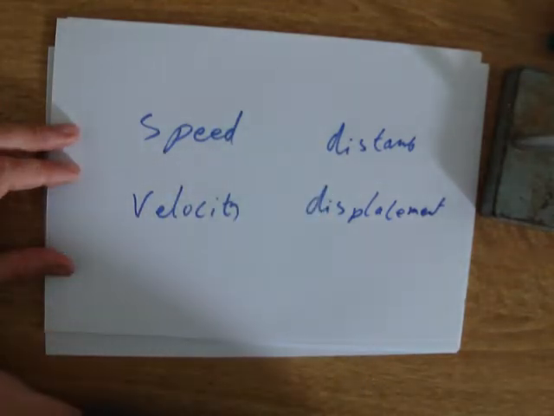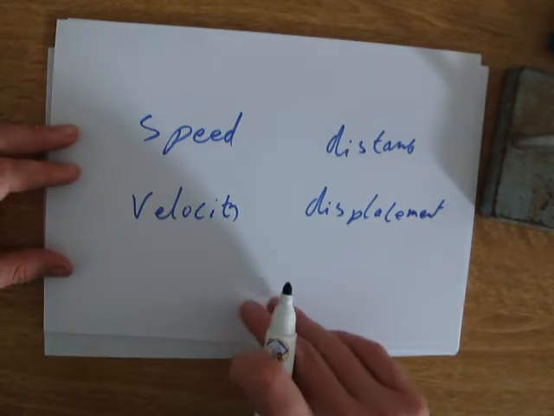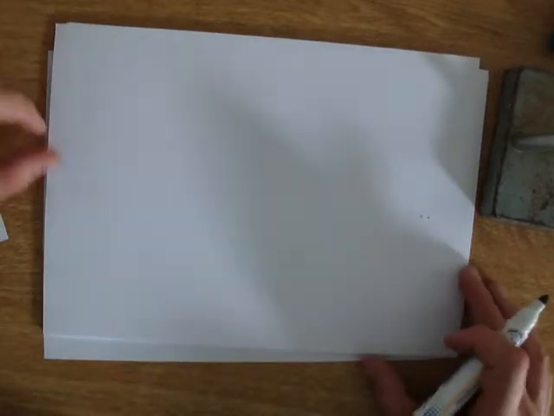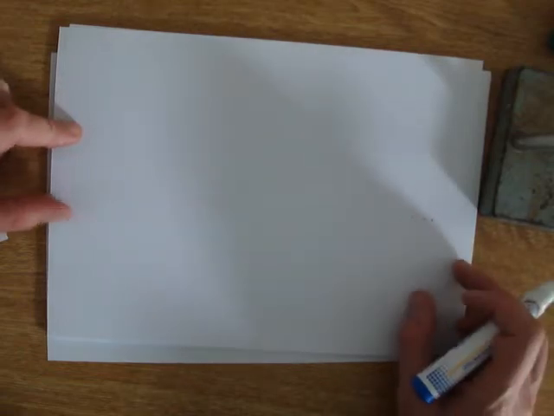Distance is the scalar quantity. It's simply how far you are away from something. Displacement is the distance and the direction. One of the big differences between vector and scalar quantities is the maths that operates on them.